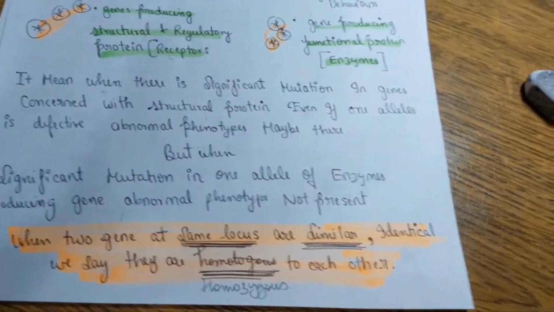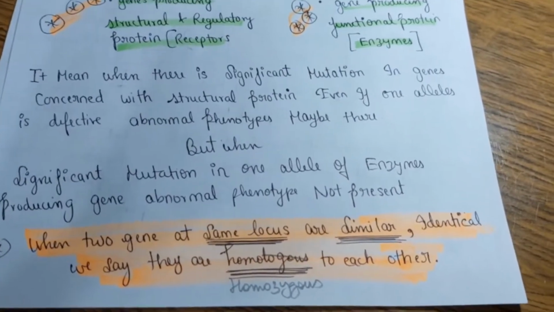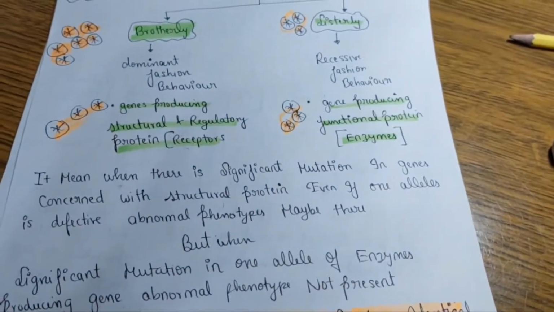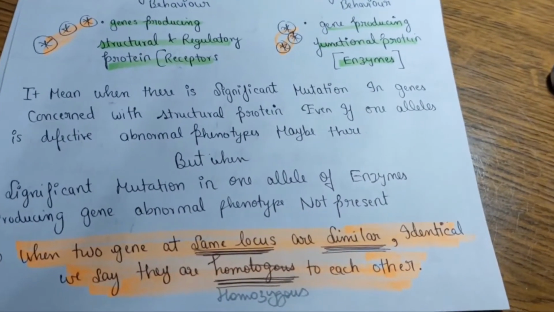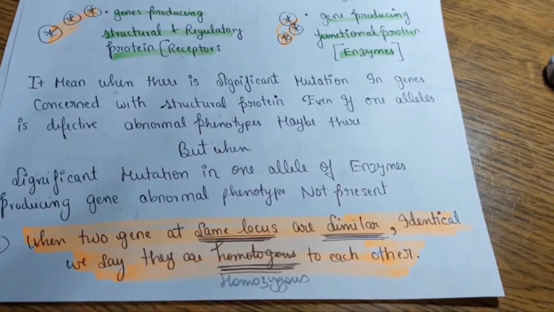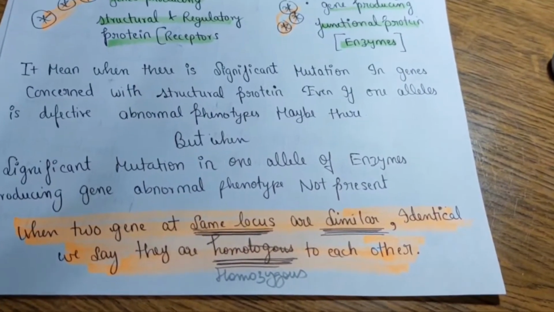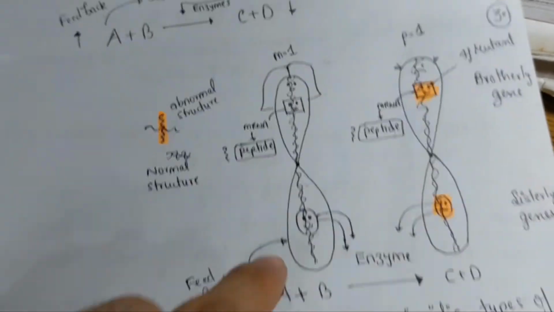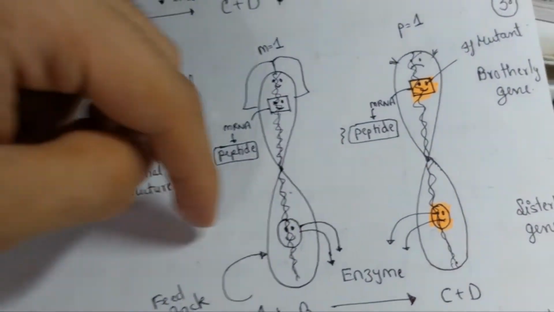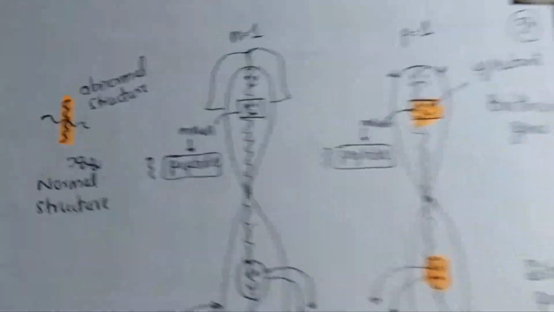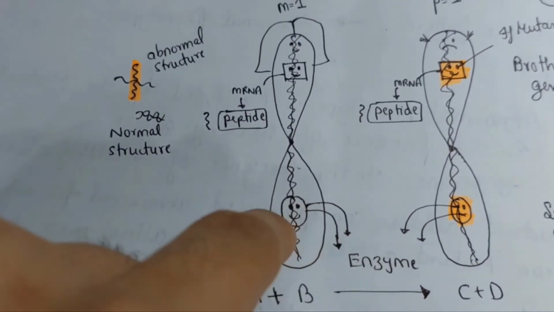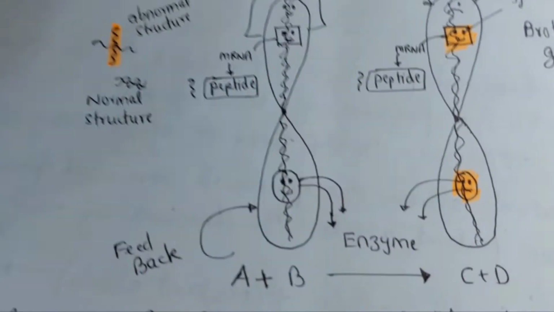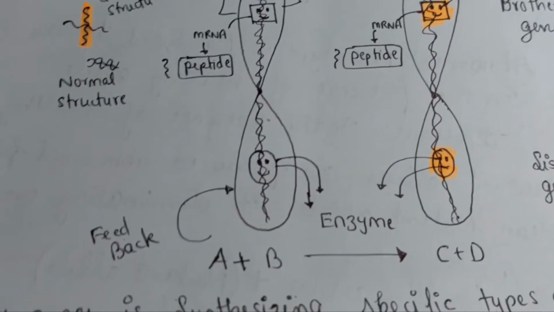But when a significant mutation in one allele of enzyme-related genes is present, the abnormal phenotype will not be present. So as we saw here, these are genes associated mainly with producing functional proteins or enzymes. So if there is even one mutant gene, it will not affect the activity of the other sister gene, and the phenotype won't be abnormal.